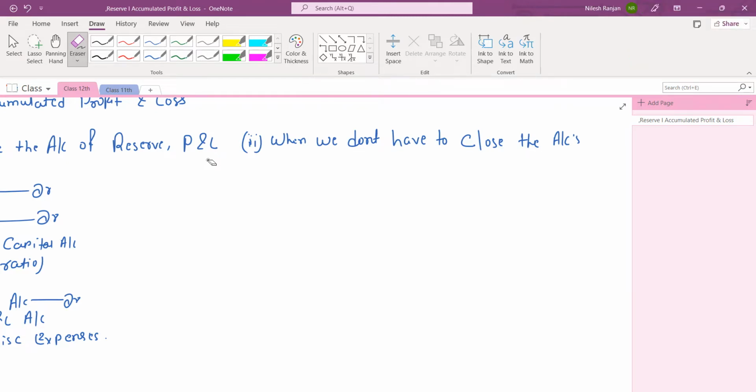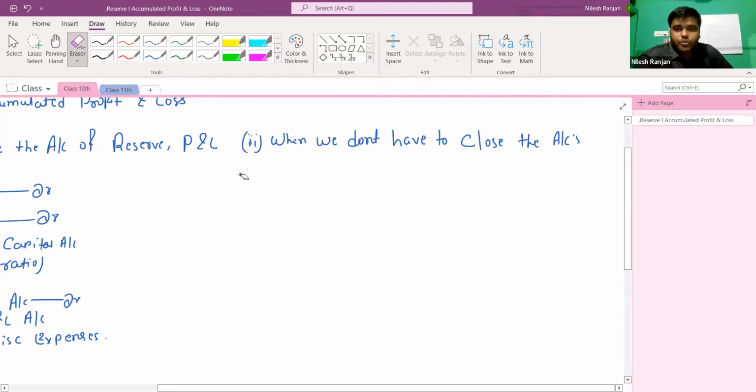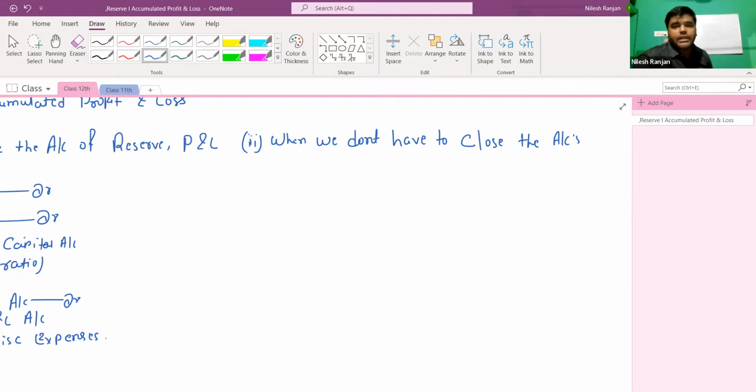Yes, sir. Okay, good. Now, when we don't have to close the accounts, then we cannot distribute the profit or loss. We cannot change the amount given in that account. So we have to pass the journal entry through capital accounts, and the entry will be simple. As we know from before, sacrificing partners' capital account debit to gaining partners' capital account.